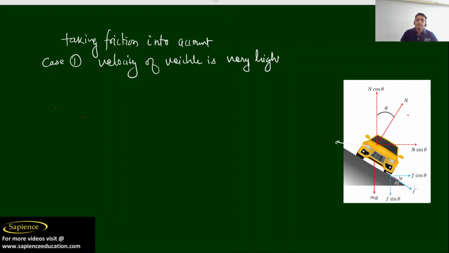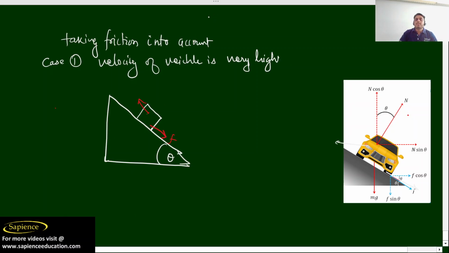See here, if the velocity is very high, try to understand the concept. So this is the banking. In spite of banking, if I want to increase the velocity, what will happen? This car will try to go upside, so the friction force will act downward. This car will go up and outside, that is, it will try to skid, but the friction force will act in the downward direction. This is your friction force. Now what types of forces are acting?